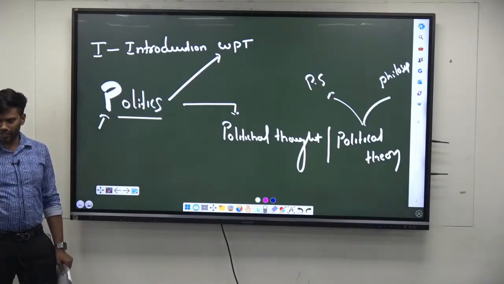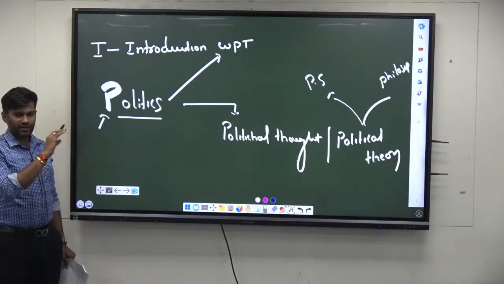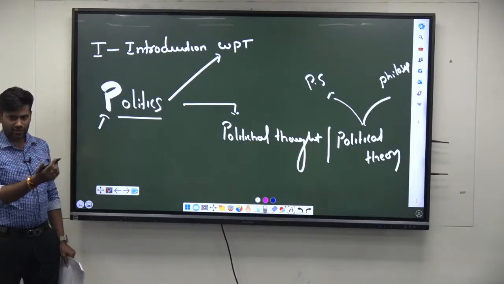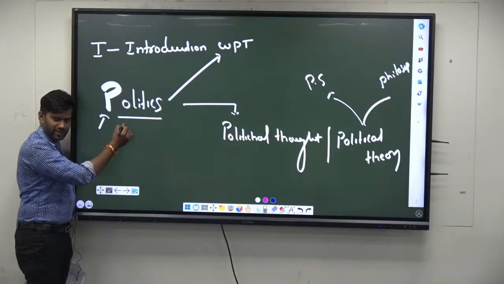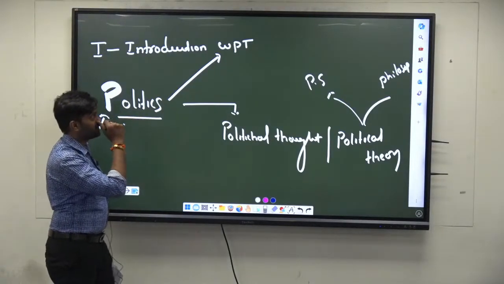Plain and simple. If you take Indian political thought, just attach the word Indian to the meaning of political thought. So here we are going to start with Western political thought. We are going into understanding what is politics, then what is political thought, what is political theory, what are the different types of theories.